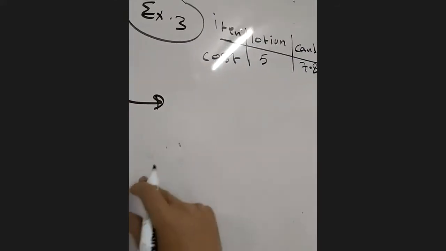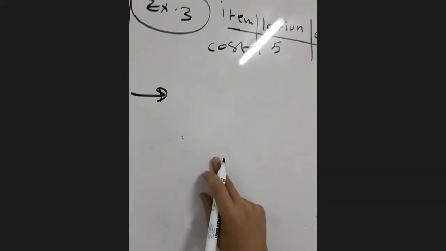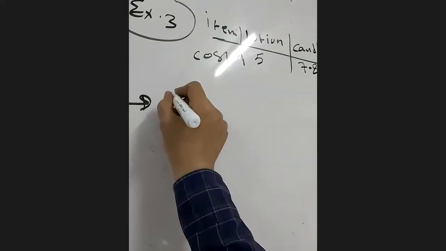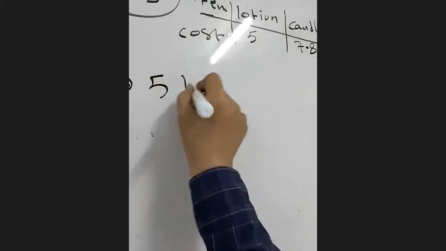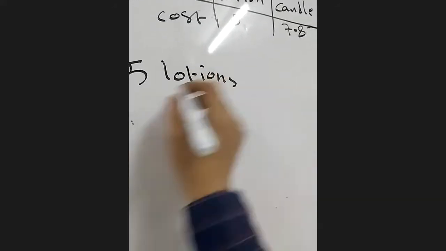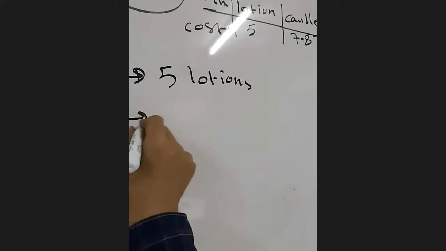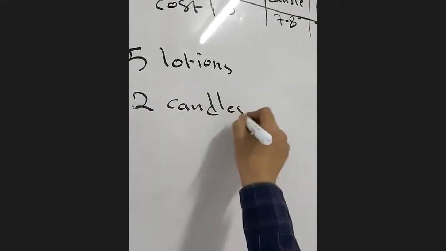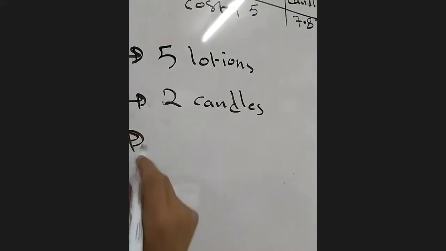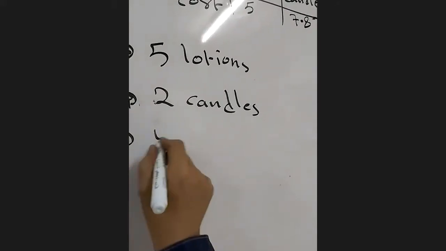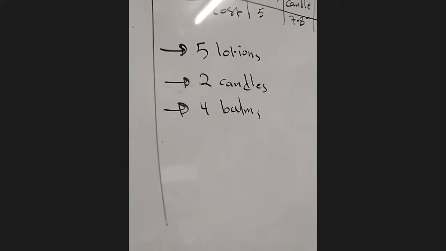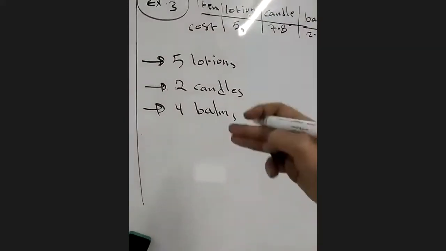Paula wants to buy how many lotions? 5 lotions, right? Yes. And how many candles? 2 candles. And how many lip balms? 4 lip balms, right? Okay. Now, Paula wants to buy these items here.